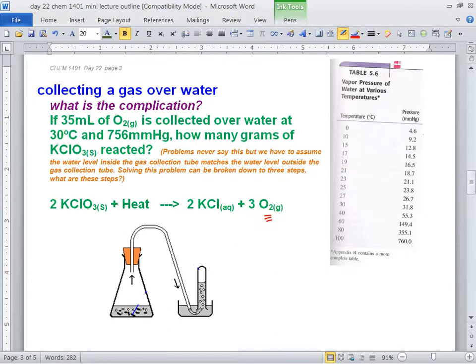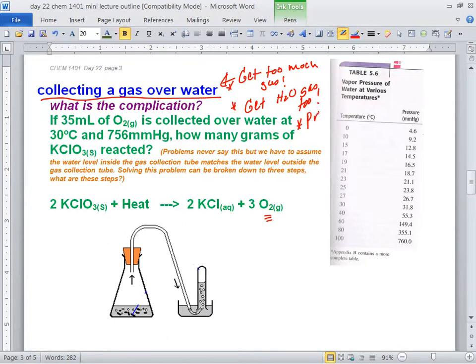So whenever you collect over water, you always get too much gas. Or you always get H2O gas too, however you want to think of it. You always get water gas too, whatever sticks in your brain.